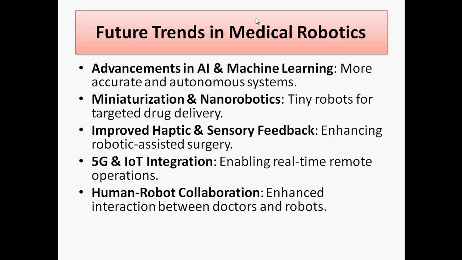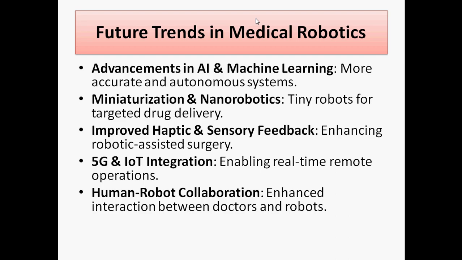Now we are going to discuss future trends in medical robotics. First of all, advancements in AI and machine learning. Nowadays, with the help of advancements in AI and machine learning, we are making more accurate and better decisions, so we can use them in future medical robots. The next one is miniaturization and nanorobotics: tiny robots for targeted drug delivery. We can employ them for that.